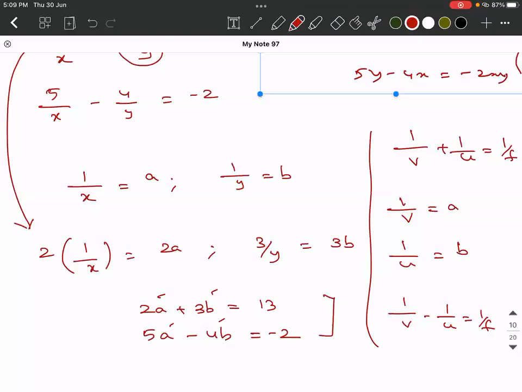Now, one method is already part of your syllabus. Now you know it. See, these kinds of questions are generally asked: equations reducible to a pair of linear equations. They keep testing it, and they ask you to use it. Sometimes difficult questions are also asked.